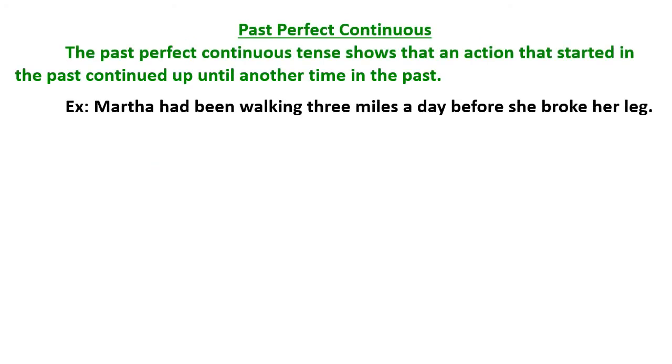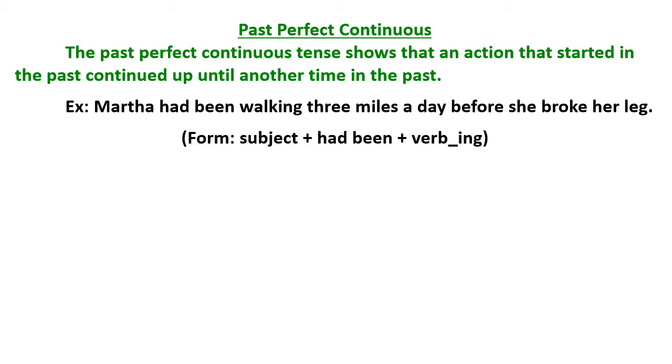Past perfect continuous tense. The past perfect continuous tense shows that an action started sometime in the past and was continuing until another time in the past. Look at the following example. Martha had been walking 3 miles a day before she broke her leg. So the action started sometime in the past. That means Martha started walking 3 miles a day sometime in the past. And that action was continuing until the time she broke her leg.